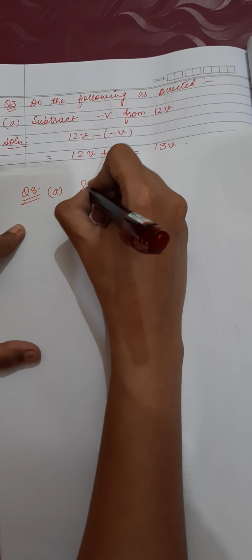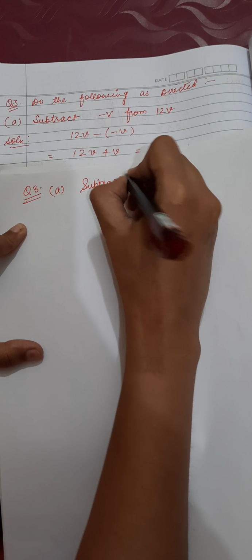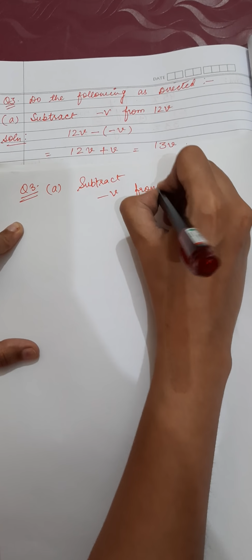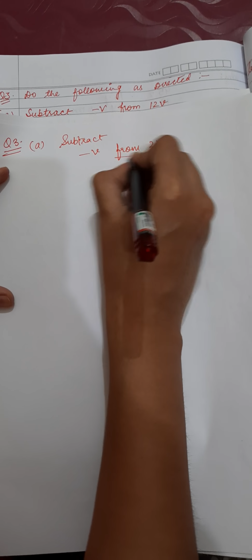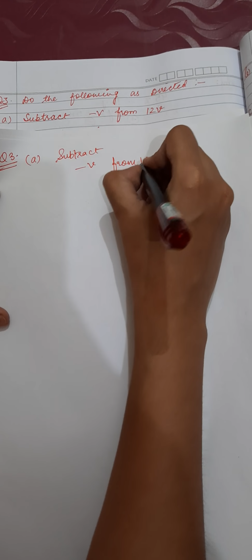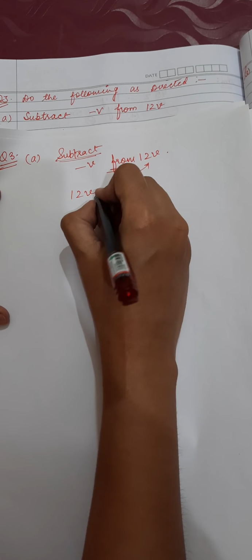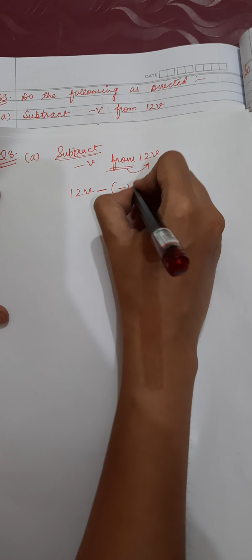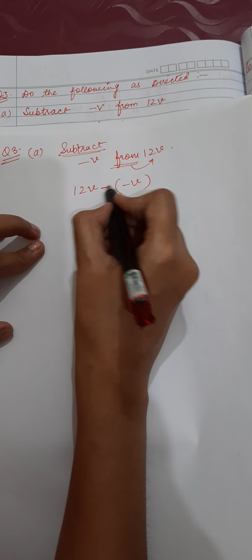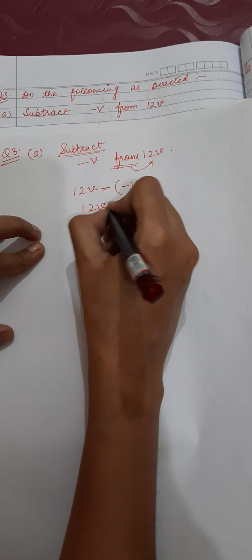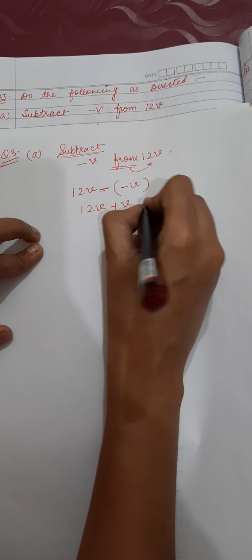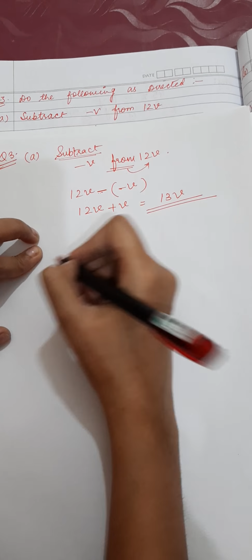A part is subtract minus v from 2v. Now after from what is there? It is 12v. So I am going to write here 12v. What you have to do? Subtract. So write here minus. And what is there? Minus v you have to subtract. Two signs cannot be together. So 12v. What is minus minus? Plus v. So this is going to give you 13v. And this is the answer.